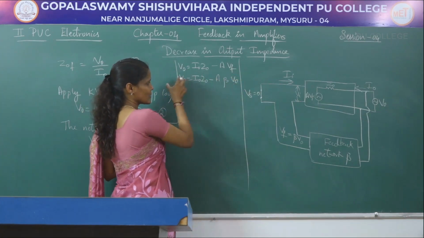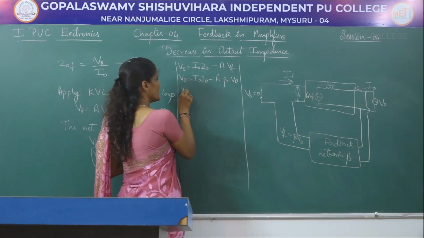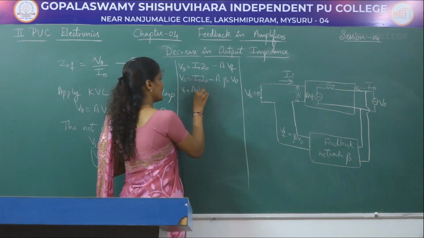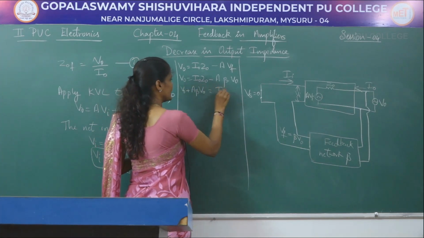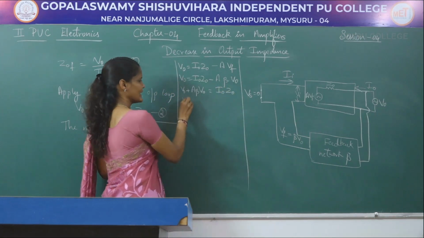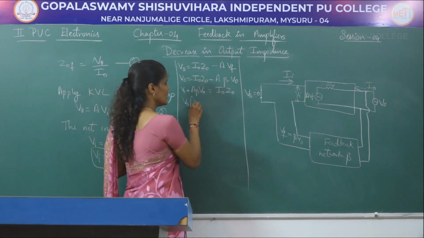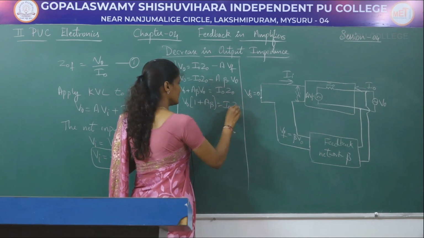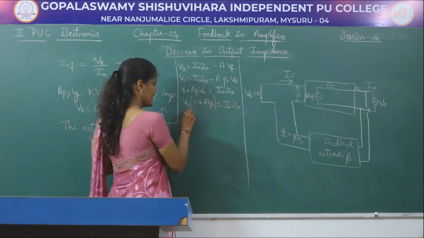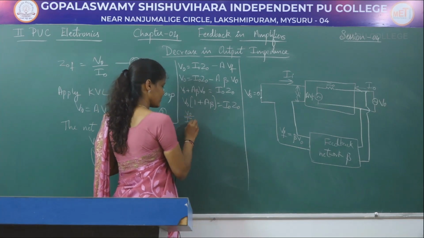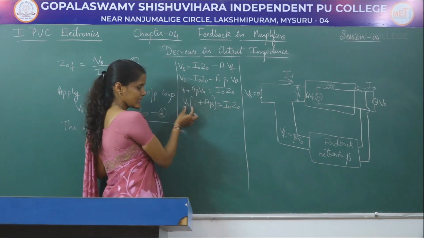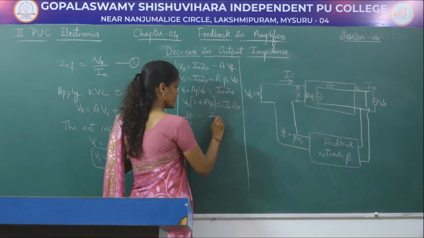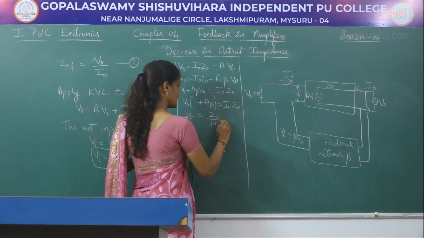So let us take this expression to the left hand side. V naught plus A beta V naught is equal to I naught into Z naught. If I take V naught as the common factor, then I will be getting 1 plus A beta, the whole times V naught, is equal to I naught into Z naught. Then, cross multiplying, V naught divided by I naught is equal to Z naught divided by 1 plus A beta.